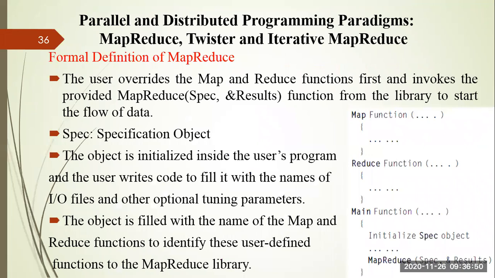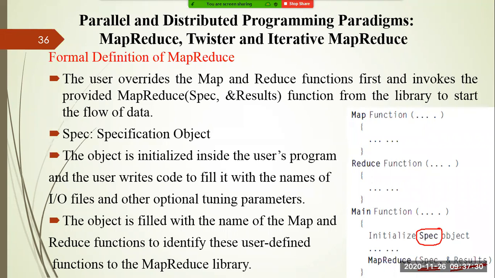Now come to the formal definition of MapReduce. So you can see here the programming. We have a map function, right? You have a reduce function, and in the main function you are calling this map and reduce function whenever required. So here we are using a specific object that is called SPEC. Okay, and you have another function, MapReduce, which takes two parameters. One is SPEC, another is results.